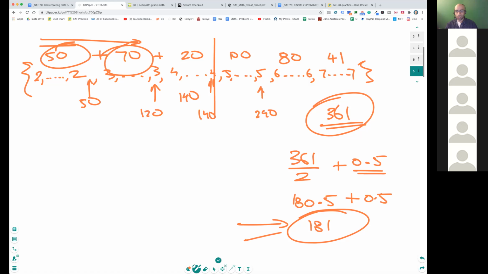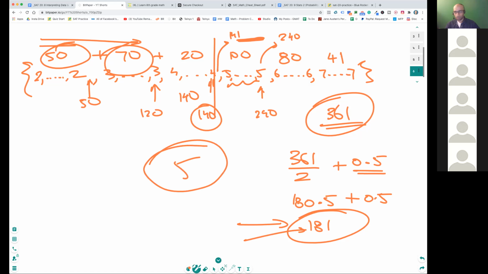And you want to look at the 181st number, which is going to be somewhere inside here because this is the 140th. So that first 5 is the 141st number. This last 5 is the 240th number. And so the 181st is going to be somewhere in here. And so your median is just 5. Hopefully that made sense to you guys.